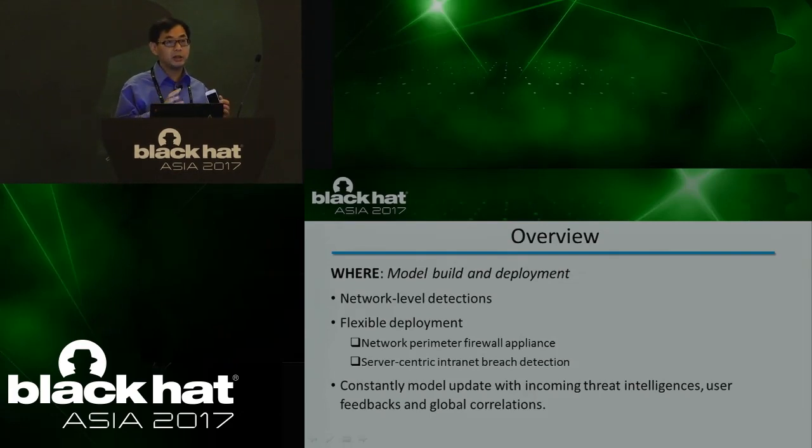And also we look at information not just from incoming threats. We also look at device feedback, and also we have global correlations. We look at the geos. So some locations might have special kinds of features or events that might cause false positives.